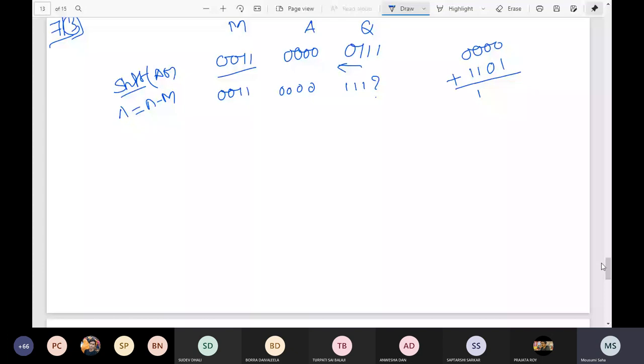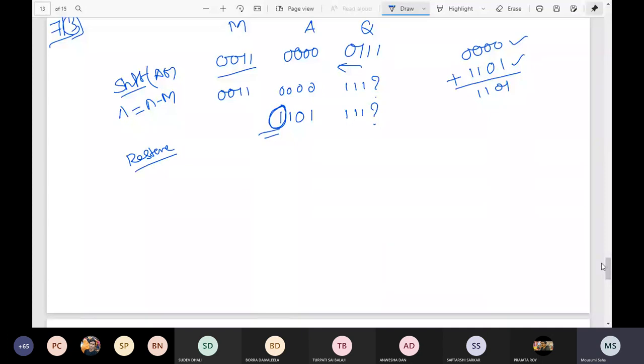And minus M means the 2's complement of M, that is 1 1 0 1. That means you can add A plus M, 1 1 0 1. So you have 1 1 0 1 and here 1 1 1, and you have to take the decision after the result. So what is the result? You have a negative number. If you have a negative number, then you have to do the restore operation.